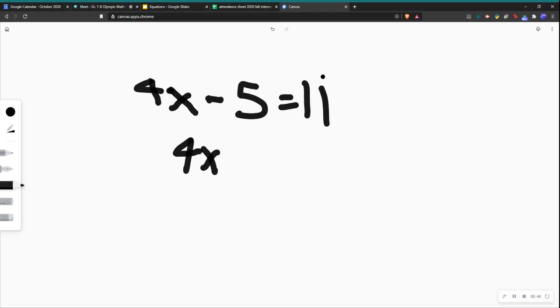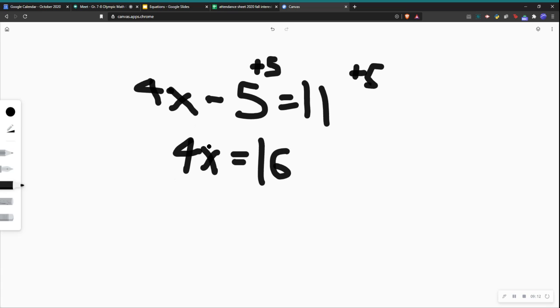First things first, we notice that there's a variable with a constant on the left side, and then there's a constant on the right side. So that means we want to move the constants to the right side. We're going to move this negative 5 over here. How do we do that? We just add 5 to get rid of the 5, and we have 11 plus 5 on the right side. So 4x is equal to 11 plus 5, which is 16.